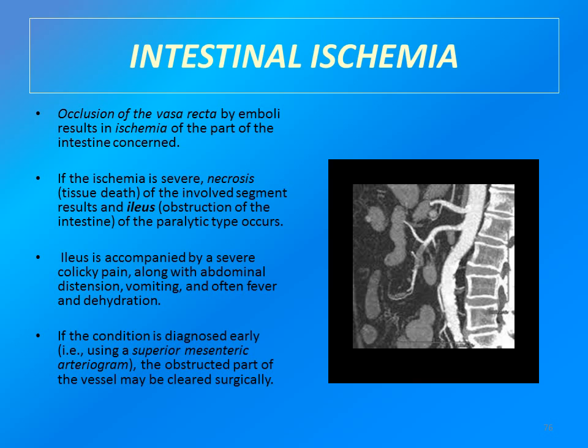And ileus, or obstruction of the intestine, is really a paralytic type of obstruction. Ileus is the specific term we use to refer to the intestine where the paralytic type has occurred. So ileus is accompanied by severe pain, along with abdominal distension, vomiting, and often fever and dehydration. If the condition is diagnosed early, such as on the right here, with an angiogram, in this case a SMA angiogram, the obstruction of the vessel may be cleared surgically, restoring blood flow and saving the piece of tissue.